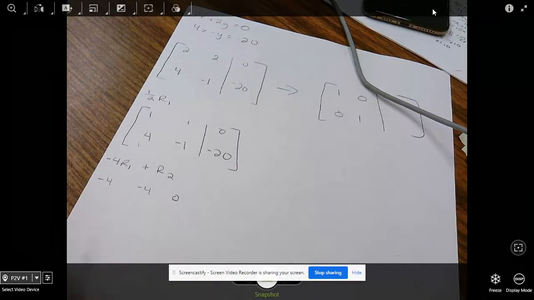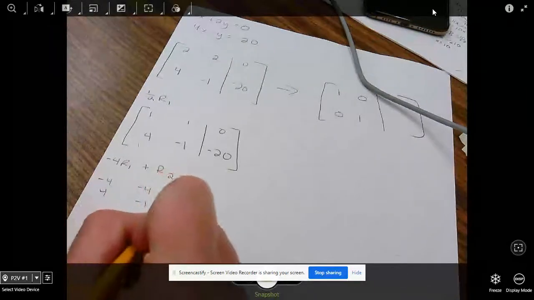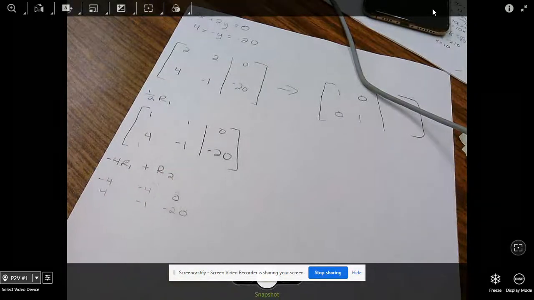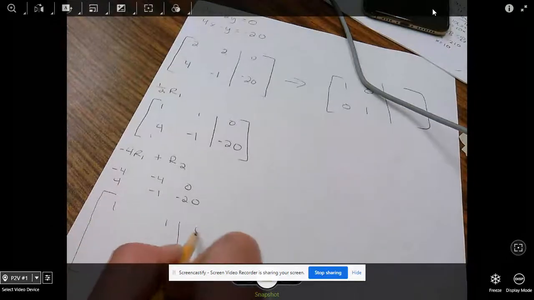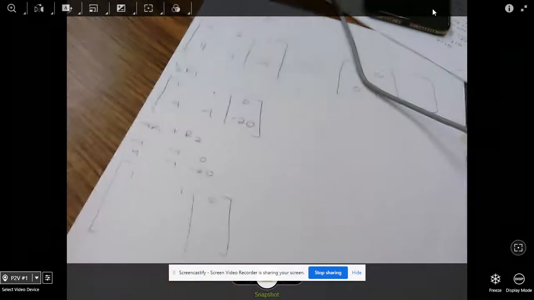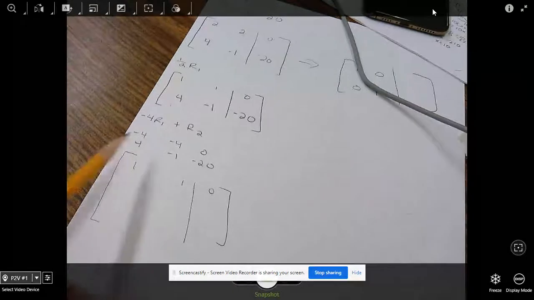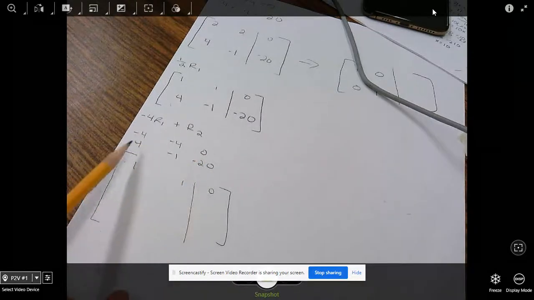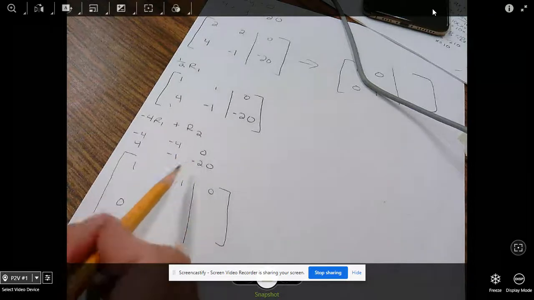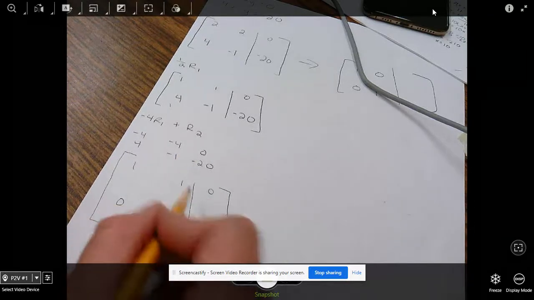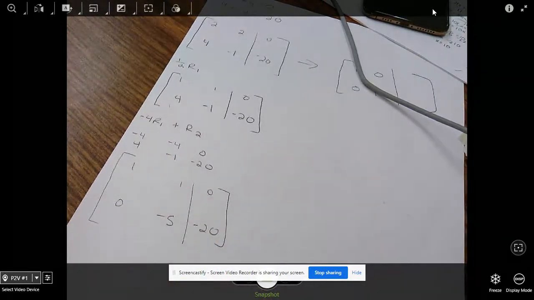Well, what is row 2? 4, negative 1, negative 20. So I just borrowed the first row. I'm not changing it. I'm changing the second row. I borrowed the first row, made it negative 4, and I'm applying it to 4, which is going to become 0, negative 5, negative 20. All right, we're getting there.